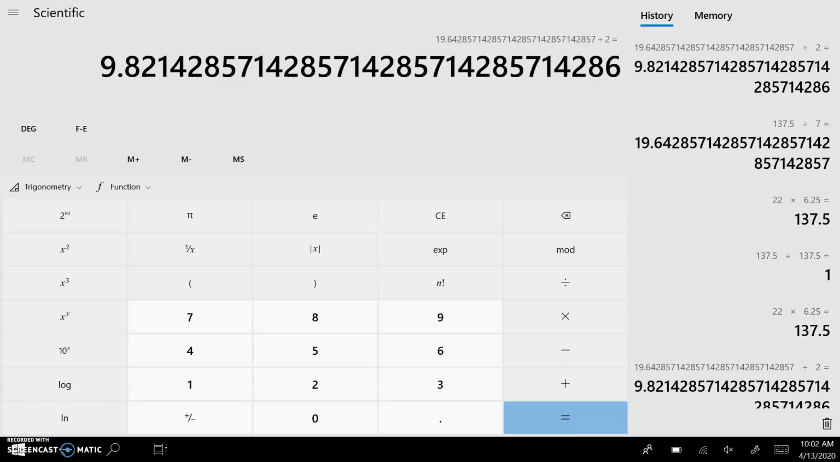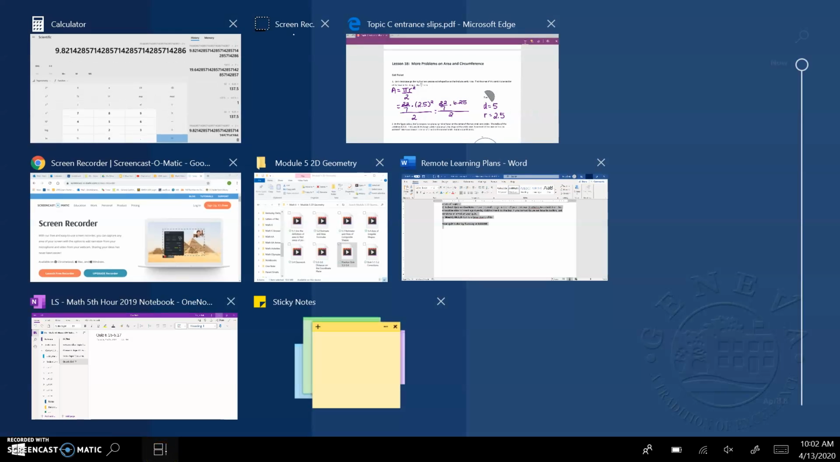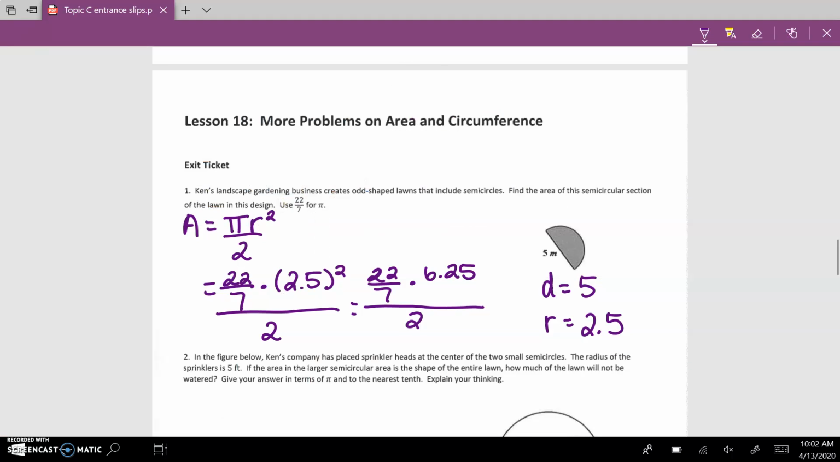So when you round, you get about 9.8. So anything around 9.8 would be good enough for rounding's sake. It doesn't give you a specific decimal place. So we would say that it would be 9.8, where in meters, an area is squared.